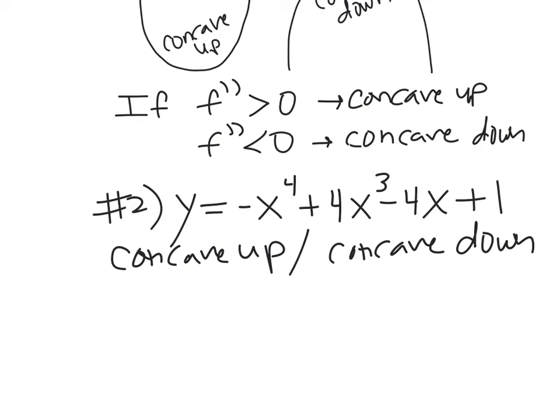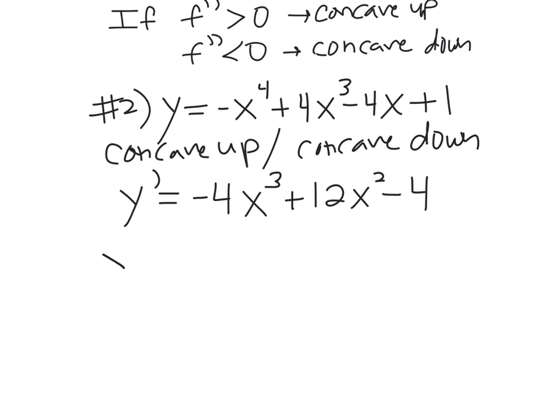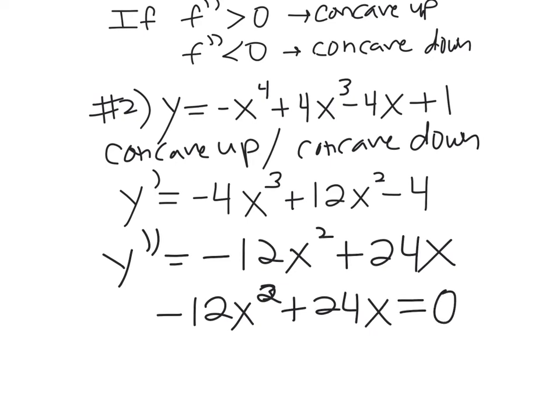All right, you ready to take the derivative twice? The first derivative would be negative 4x cubed plus 12x squared minus 4. And then the second derivative would be negative 12x squared plus 24x. What you want to do is set that equal to 0 so you can find your critical points. That's going to split things into your intervals. So set it equal to 0 and solve.